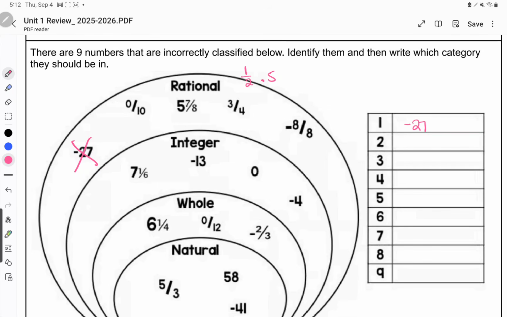0 over 10. 0 divided by 10, 0 divided by anything, actually equals 0. So 0 over 10 is also in a wrong spot because when it's simplified, it does not equal a fraction. 5 7/8 is perfect. You can't simplify 7/8, so that one's good. 3/4 is perfect. You can't simplify 3/4, so that one's good. Negative 8 divided by 8. Anything divided by itself gives you 1. And then you keep the negative with it. So negative 8 over 8 is classified incorrectly.